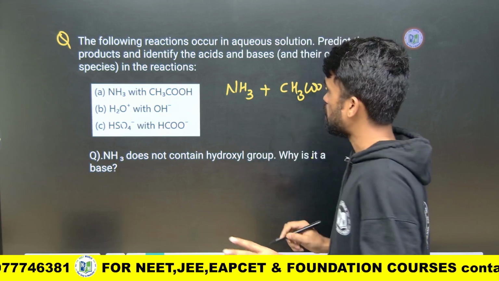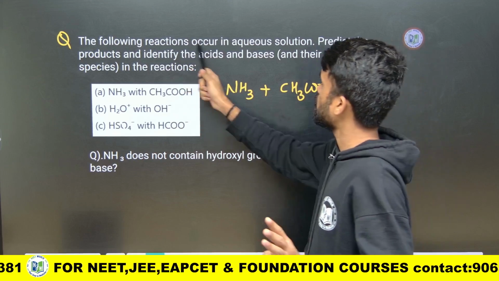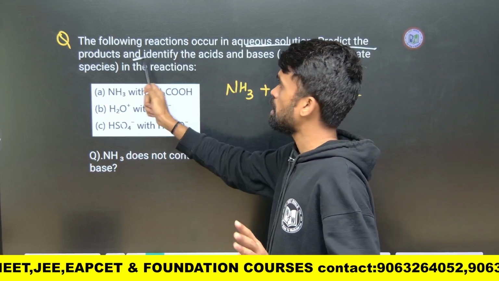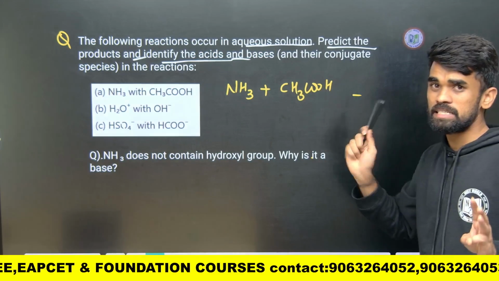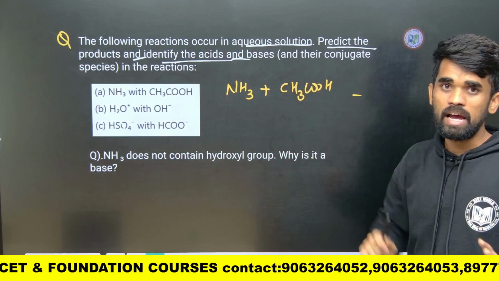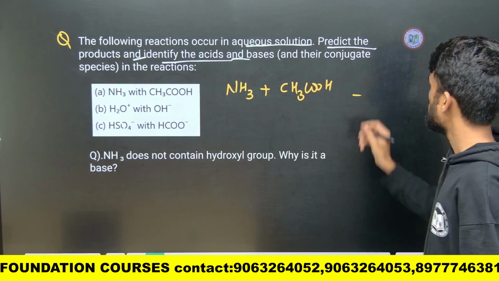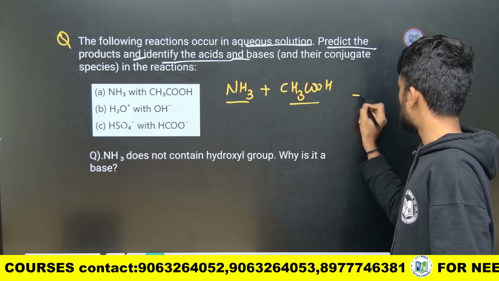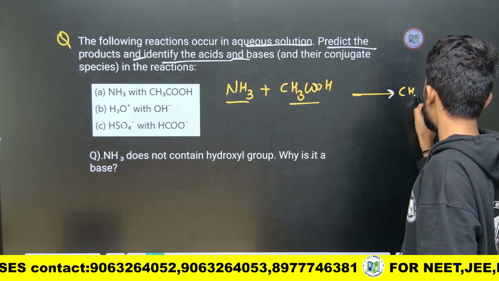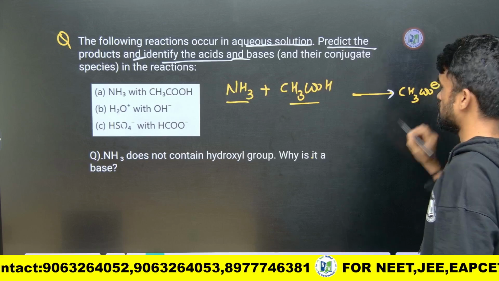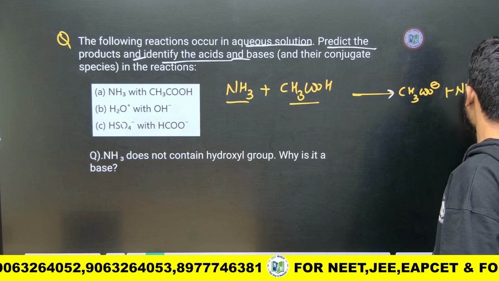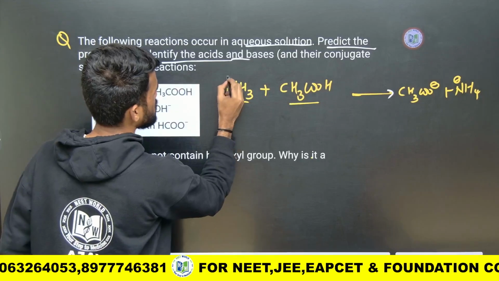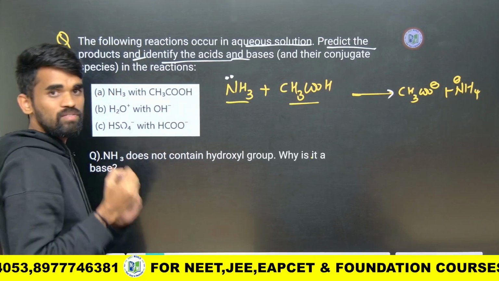From that, if you understand, see, the following reactions occur in the aqueous solution. Predict the products formed and identify the acids and bases with respect to conjugate acid and conjugate base pairs. Okay, so here this compound will react with this and form some products like this: acetate ion and ammonium ion. These are the species formed. So what is happening here? See, ammonia is a base. Okay, so how is it a base?